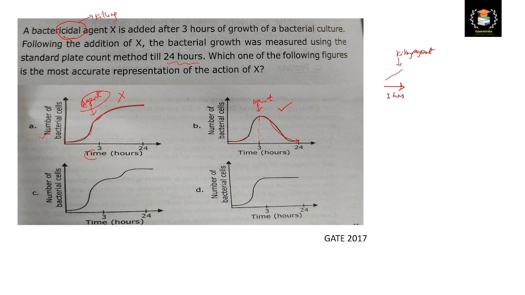Next, let's see the other options. So here again, after adding the agent, the bacteria is still continuing to grow, which means this is not correct. And over here it shows that the growth has stopped, but we are not stopping the growth, we are adding a cidal agent, which means it will kill the bacteria. So the graph should have gone down. So this is also wrong. The correct option is B, and this has come in GATE 2017.